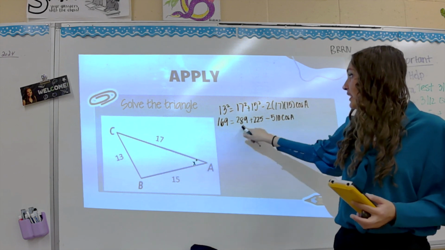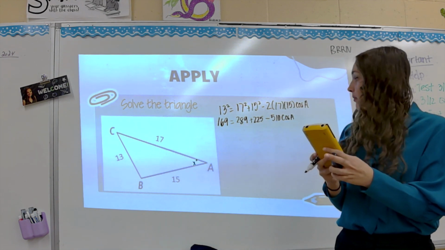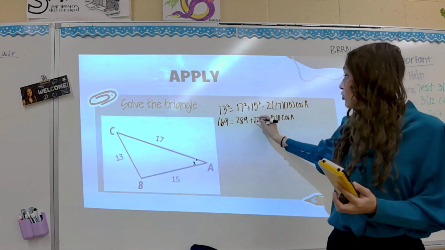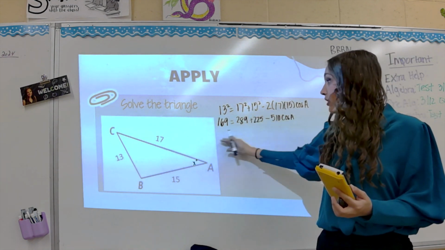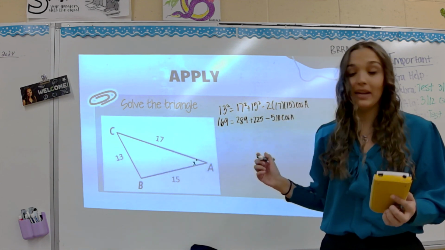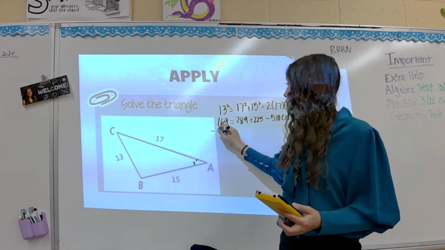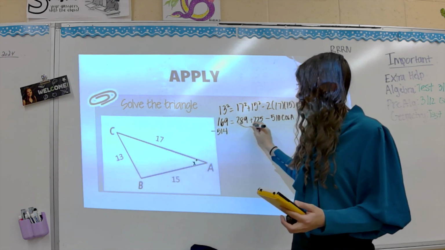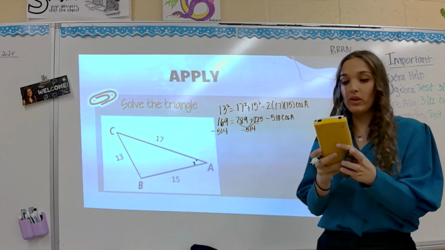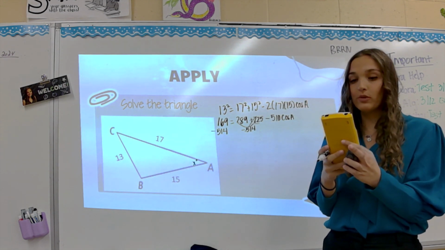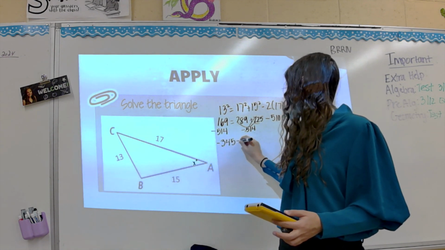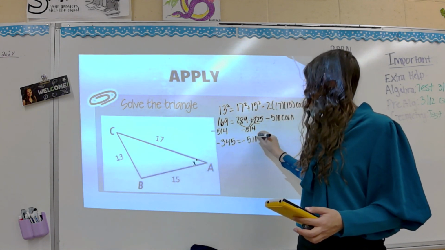Now I can combine these. I do 289 plus 225, and I get 514. I'm going to subtract that over because these are the like terms. We're trying to isolate the cosine of A, get it by itself. So I'm going to subtract 514 because that was these two added together. That cancels out with this. So I get 169 minus 514, which gives me negative 345, equaling negative 510 cosine of A.